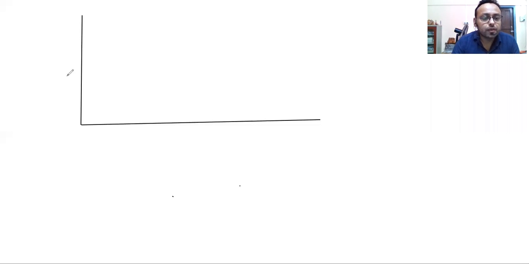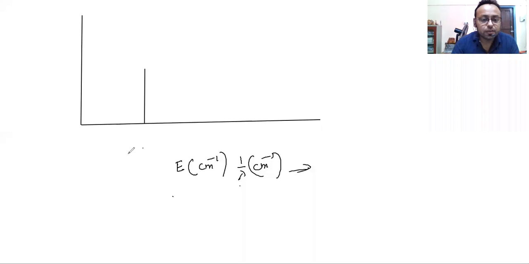Okay, so on this side we put energy. You can put energy in centimeter inverse, or you can put 1 by lambda, which is also in centimeter inverse, same thing. If I say I have a line here, that means say its value is 2 centimeter inverse.